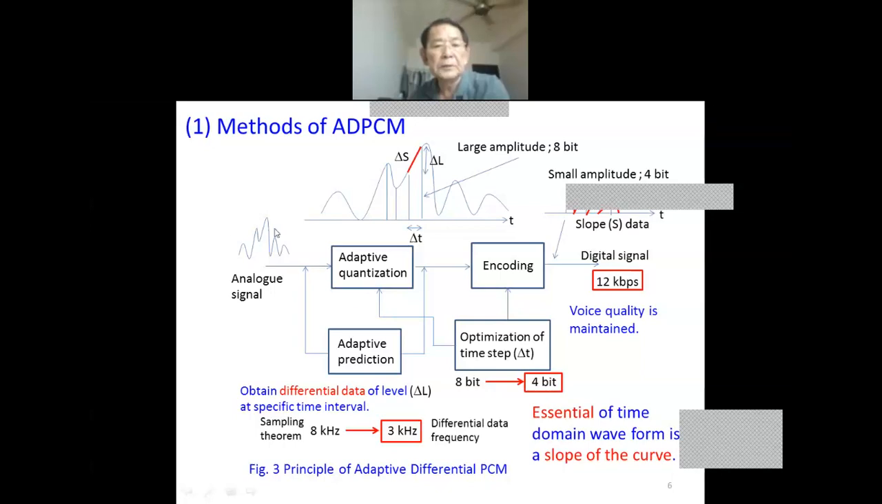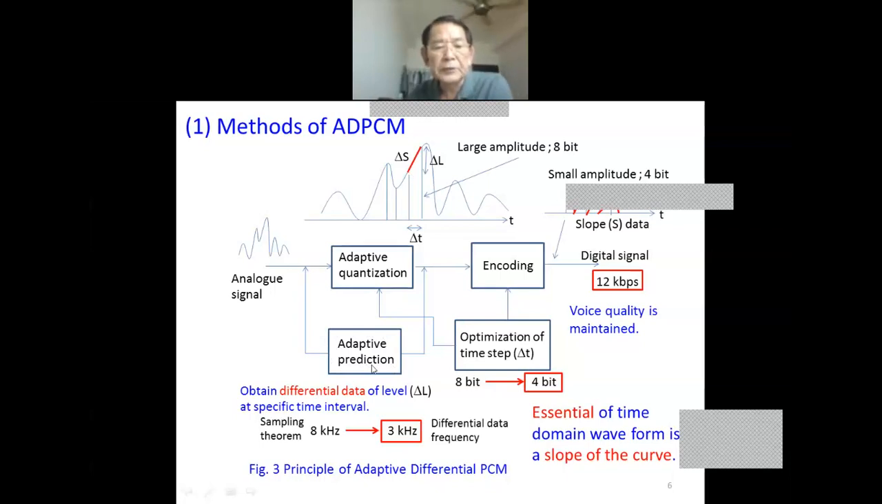So ADPCM is adaptive differential PCM. This means this is the original analog signal. In order to transmit this waveform, a small slope information, delta S, is used to transmit the data. To determine this slope value, these processes are needed.